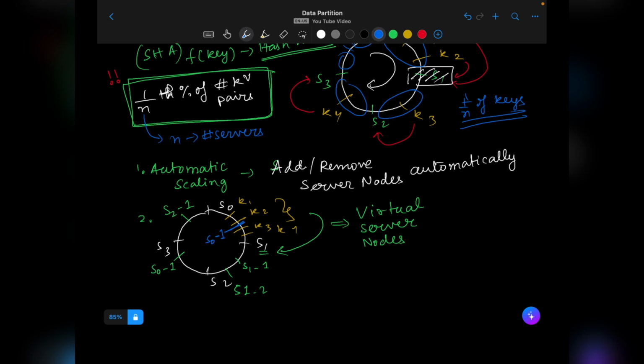Once we introduce these virtual server nodes, the keys now map to their nearest server nodes and not to the particular server they were mapping to before. By this, we again achieve what we wanted, keeping in mind that the data movement should be minimal and the data should be evenly distributed. The number of virtual server nodes should be proportional to the server capacity or server size.